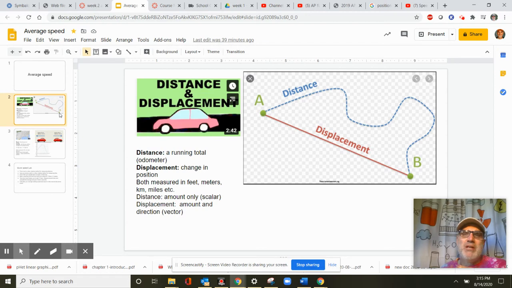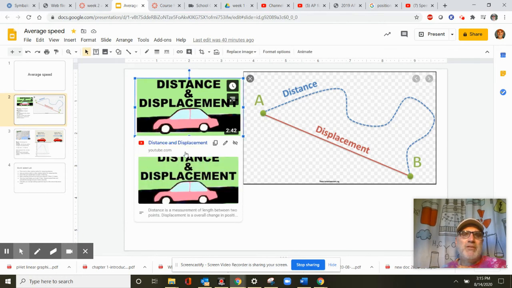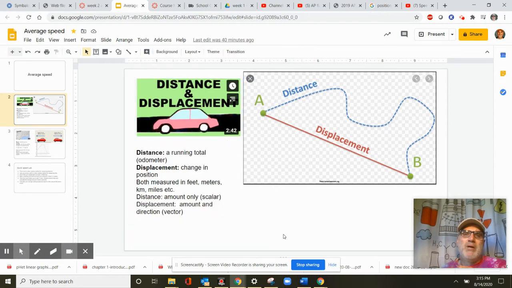This is kind of where we start in physics a lot of times. If you click on this picture here of the little red car, it'll take you to a YouTube video created by somebody else who did a pretty good job of explaining. So if you'd like to watch a 2-minute, 42-second video on the topic, in addition to the one that I'm making, feel free. That's just extra information.